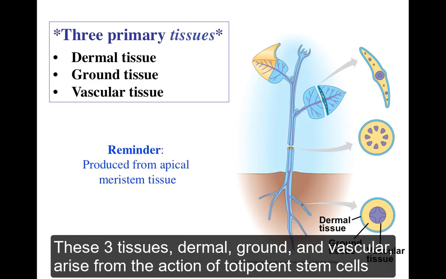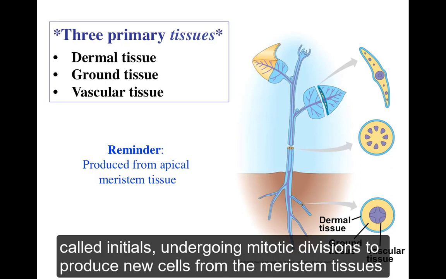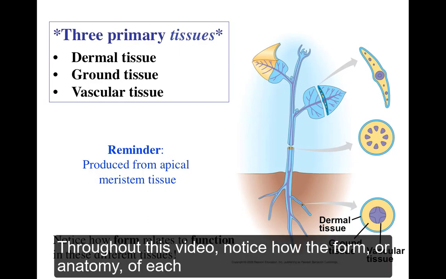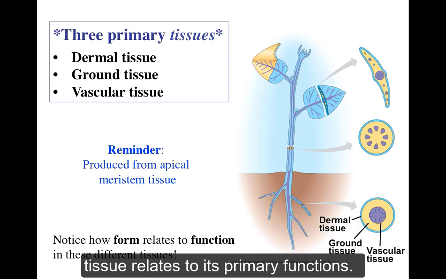These three tissues, dermal, ground, and vascular, arise from the action of totipotent stem cells called initials, undergoing mitotic divisions to produce new cells from the meristem tissues located at specific points in the plant body. Throughout this video, notice how the form or anatomy of each tissue relates to its primary functions.